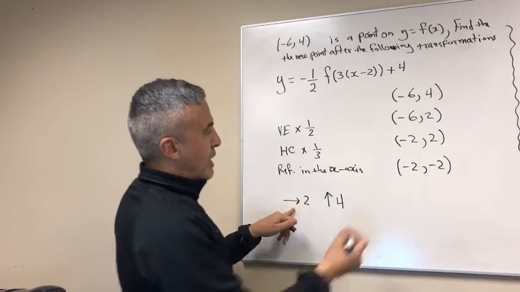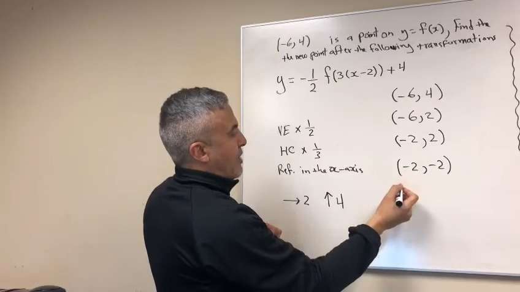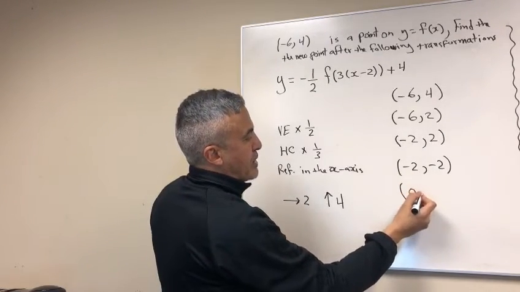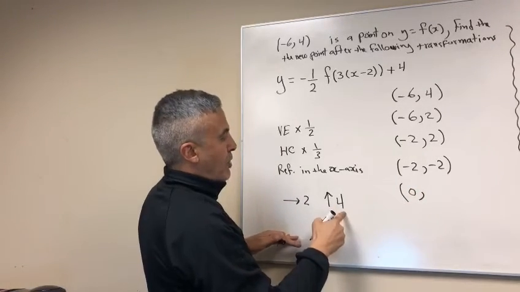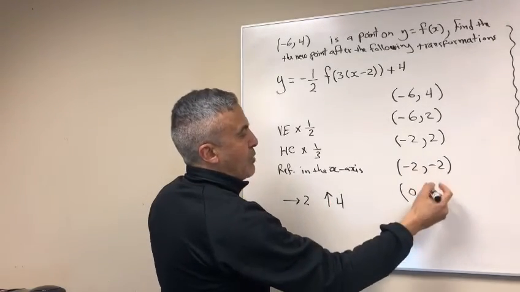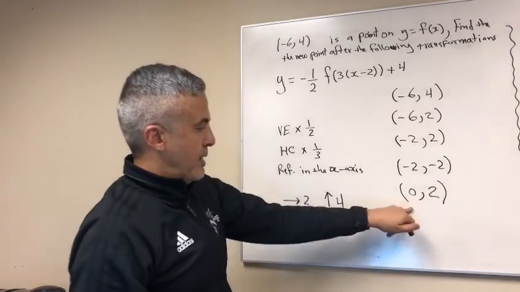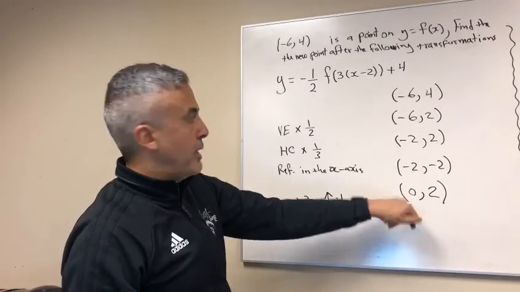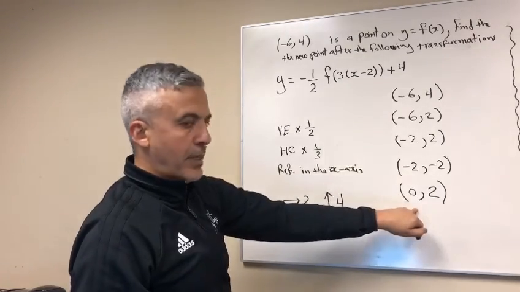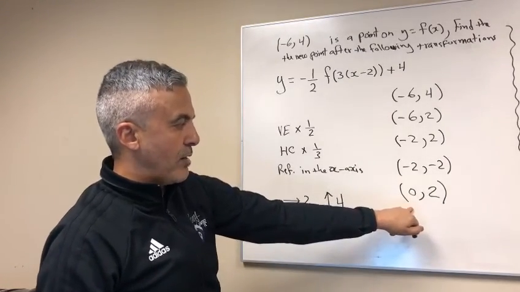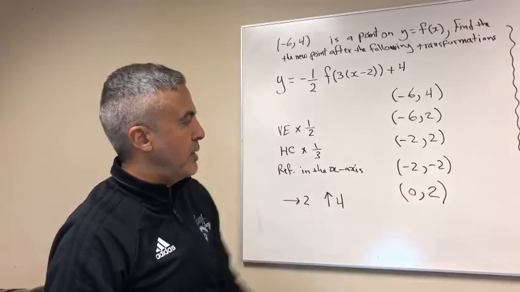Then right 2, that means I add 2 to the x value, so -2 plus 2 is going to be 0. And up 4 means you add 4 to the y value, and -2 plus 4 gives you 2. And that's where your point in the new transformations ends up being. So at 0 and 2, that's your final plotting point.